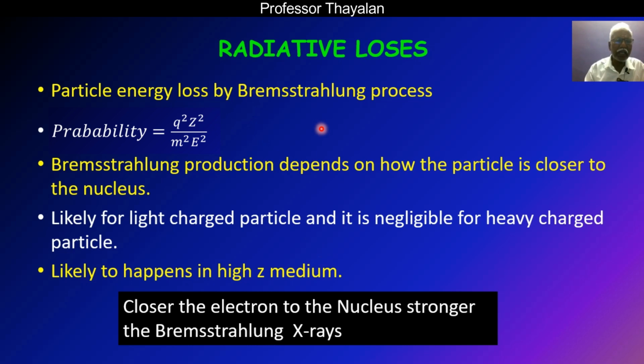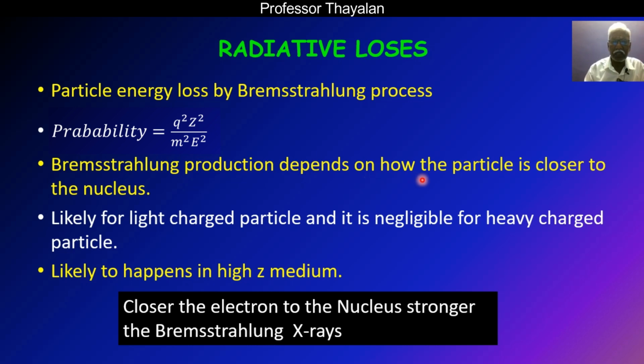Let us see what are radiative losses. Particle energy loss per Bremsstrahlung process is called radiative losses. The probability of radiative losses is equal to q square z square divided by m square e square. Q is the charge of the particle, Z is the atomic number, m is the mass of the particle, and E is the energy of the particle.